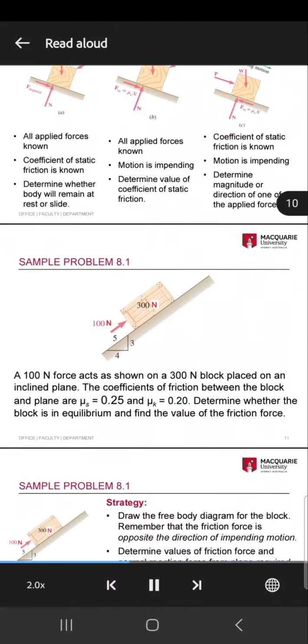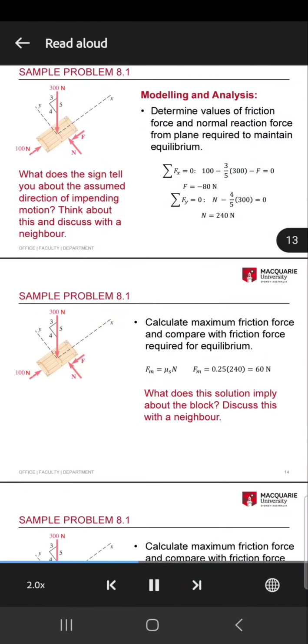What is the solution implied by the block? Discuss this with your neighbor. The block will slide down the plane.